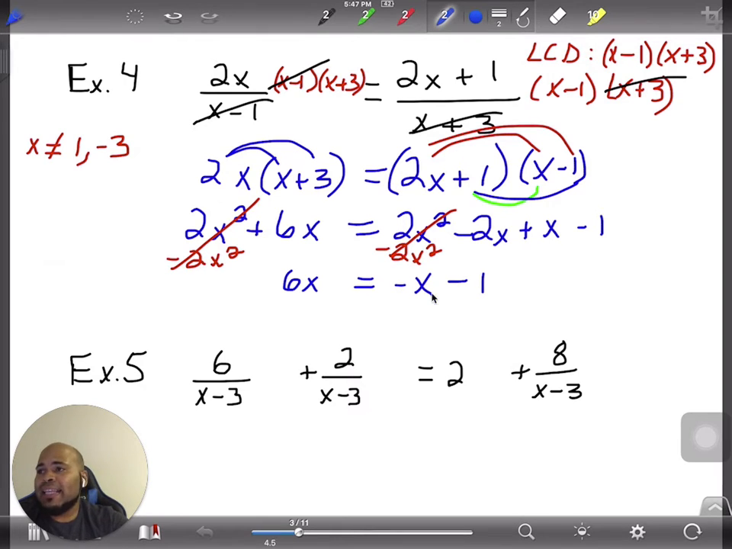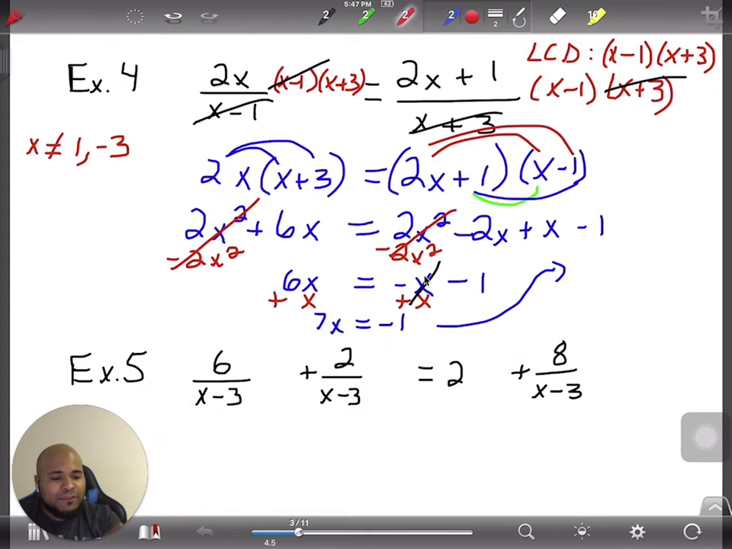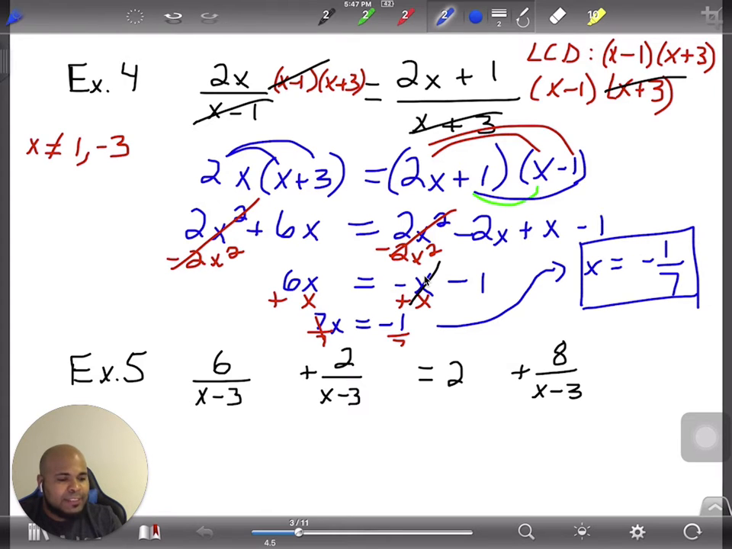All right, and then I'm going to add x to both sides. Plus x and plus x always add with the like term. Notice I did not add it to the 1. That will give me 7x equals negative 1. Which means I will have to divide both sides by 7. Always divide by the number with the variable. And you get that x equals negative 1 over 7. So that is my answer.